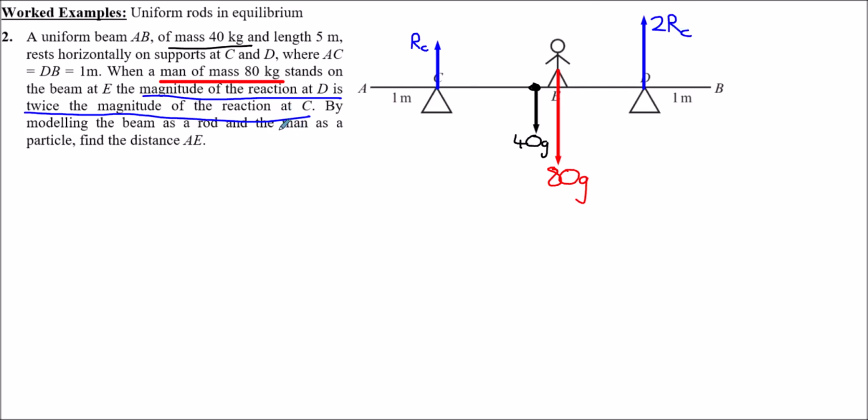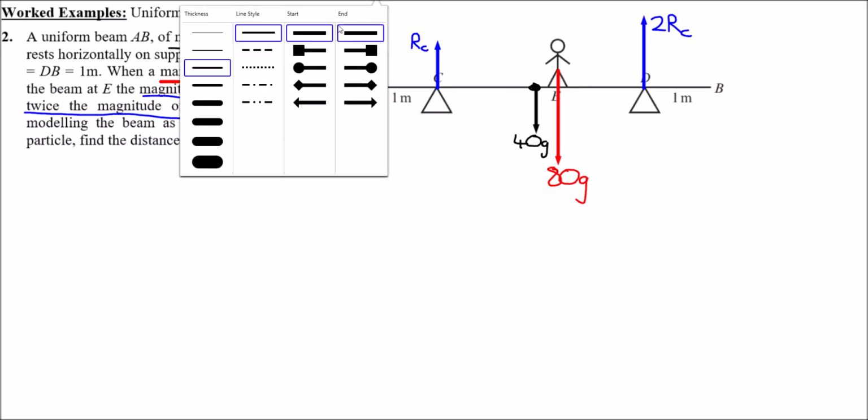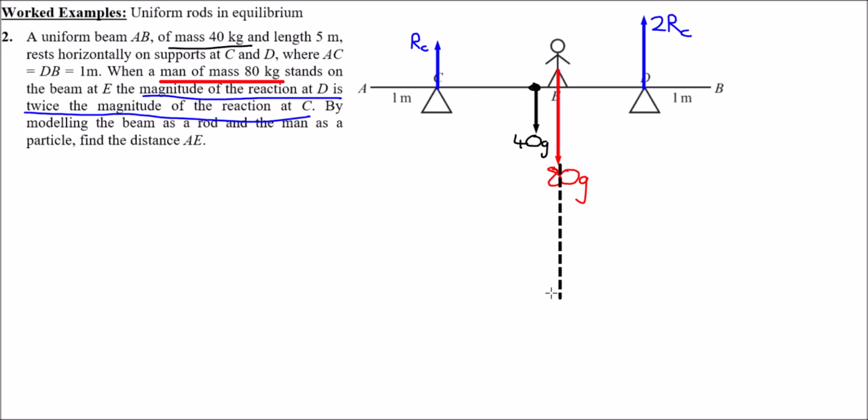So now we can start to consider the distance from A to E. Now what we need to do is just carefully label in some extra information. So we need the distance from A to E. From A to E is this distance here. As well as that, we know that the distance from A to the centre of mass is going to be 2.5. So we can slowly and surely add on all this information. So let's start doing so now.